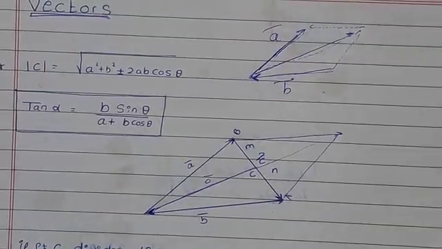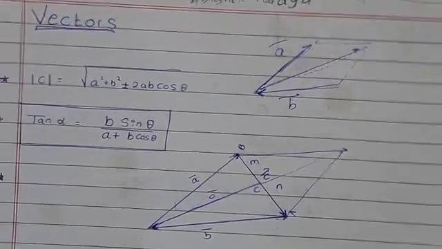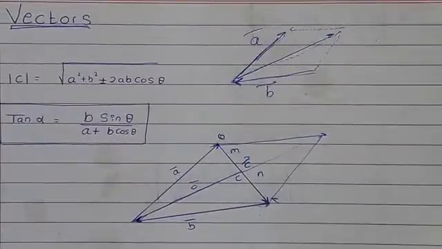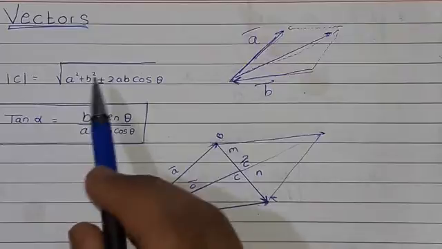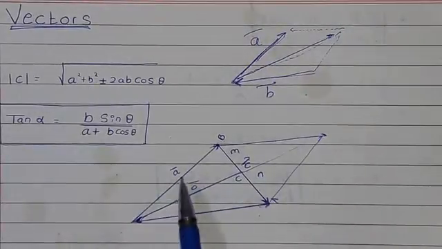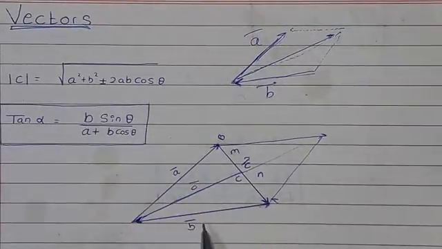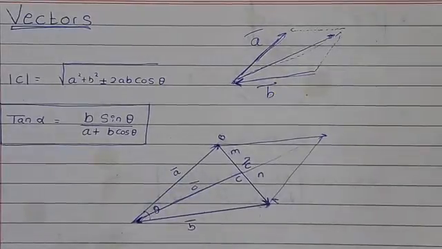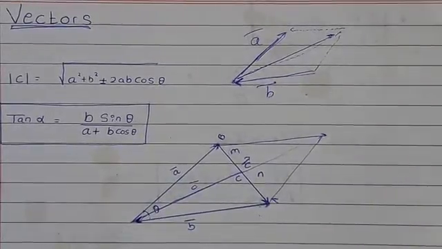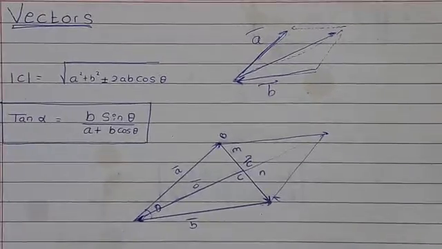Okay, and now the magnitude of the resultant vector. You know what the magnitude is? Of course, the measurement of the resultant vector: under root of a square, of course this vector, plus b square plus 2ab cos theta. Theta is the angle made by the two vectors. Alright, this is actually the magnitude of the resultant vector.